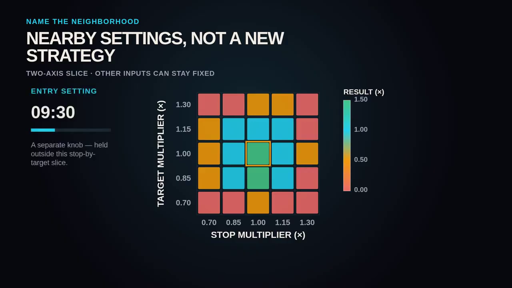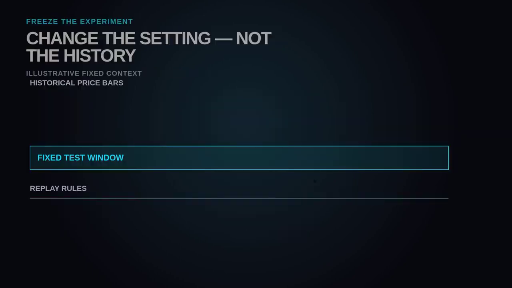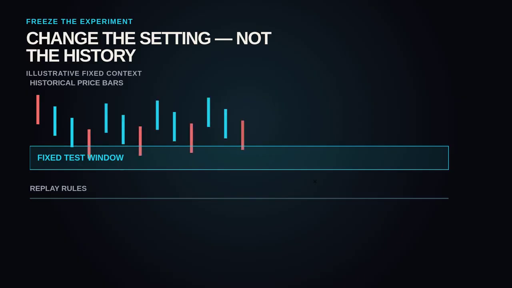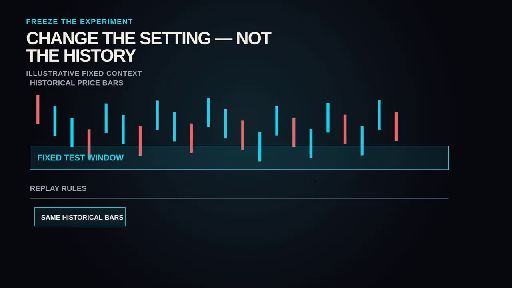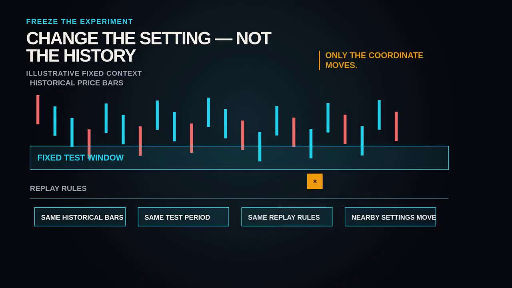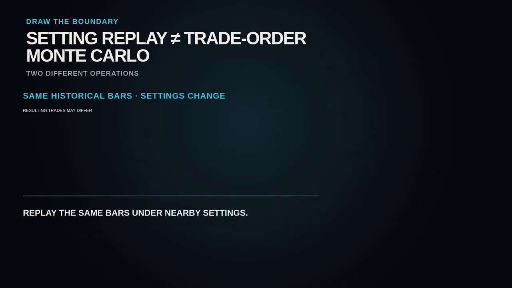The frozen baseline is the original setting replayed under the same market history and rules. It anchors comparison. It is not a trade list that every cell must reproduce. The procedure is deterministic. Freeze the candidate, historical bars, test window, market context, cost assumptions, and replay rules. We do not start from one finished trade list and remove or shuffle its trades. We replay the same historical bars under each nearby setting, so the trades that result can still change. A tighter stop can exit earlier, a different target can close later, or never trigger.